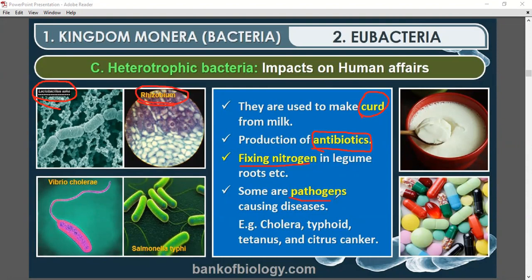Some are pathogens causing diseases. Vibrio cholerae causes cholera. Salmonella typhi causes typhoid. Examples are cholera, typhoid, tetanus, citrus canker, etc. These are certain diseases that are caused by heterotrophic bacteria, or caused by bacteria.